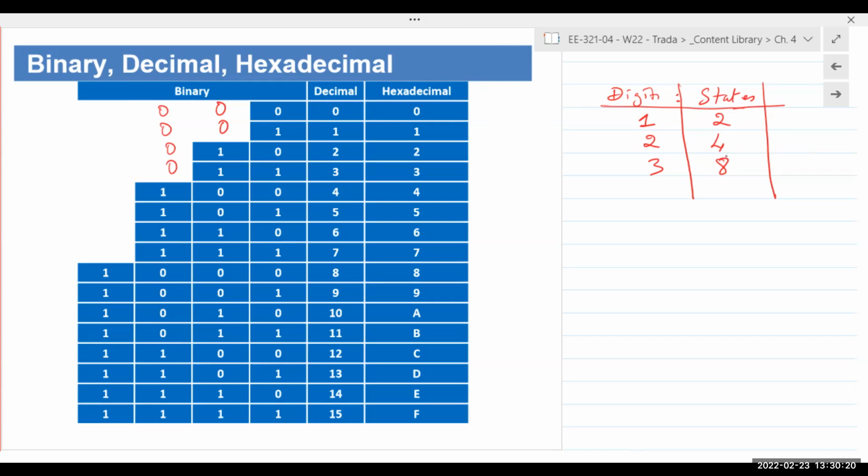The second one is the power of 2, 2 raised to 2. So it alternates every two numbers. Third one is 2 raised to 3. So it alternates every four numbers. So 4 zeros and 4 ones and so on and so forth.